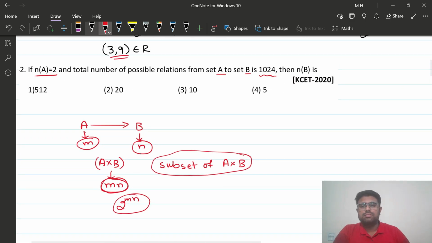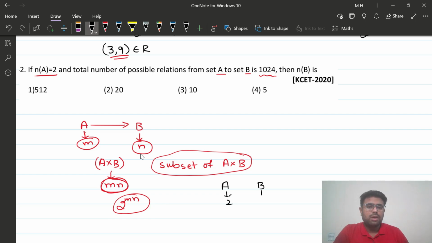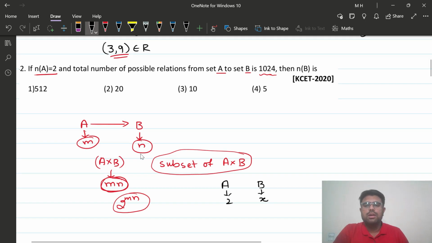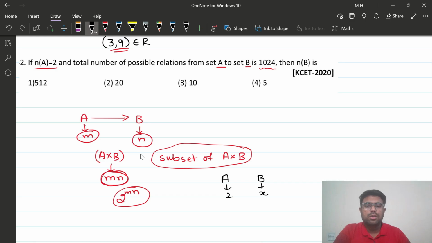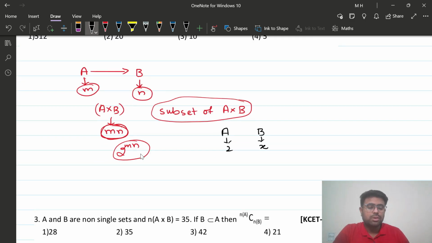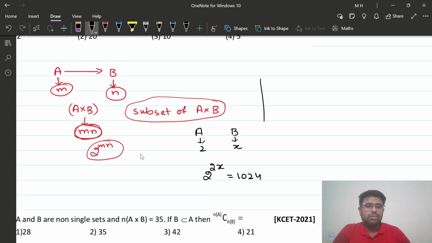In this case, it is given that A has how many elements? 2 elements, and B has how many elements? I think that is what we have to find. I'll call it x. Then they have given that the total number of relations from A to B is 1024. What are the total number of relations here? 2 raised to 2x is going to be 1024. This is what they have given, right? So therefore, what I can write down is 2 raised to 2x equal to, can I write this 1024 as 2 raised to 10?